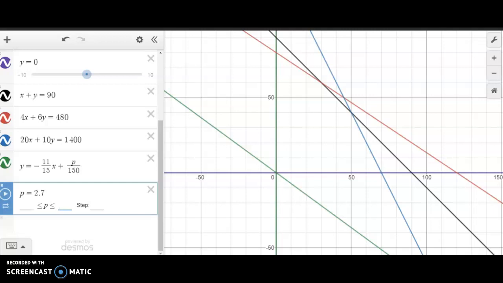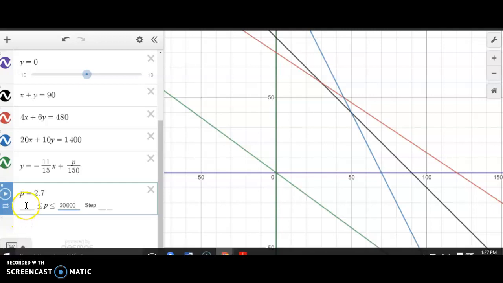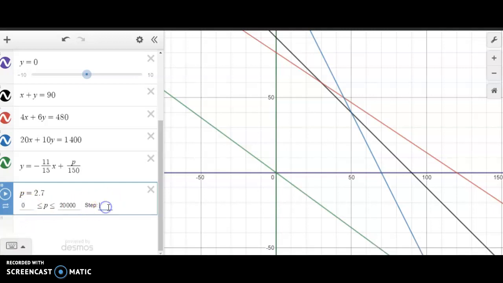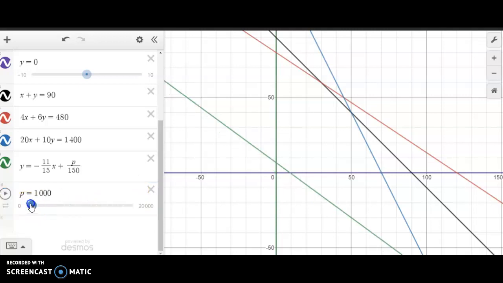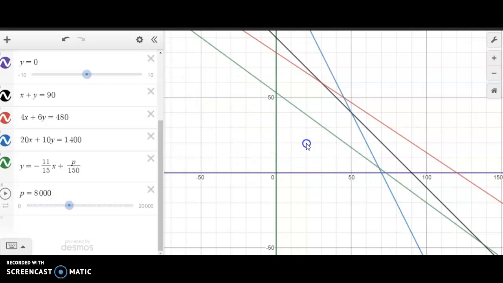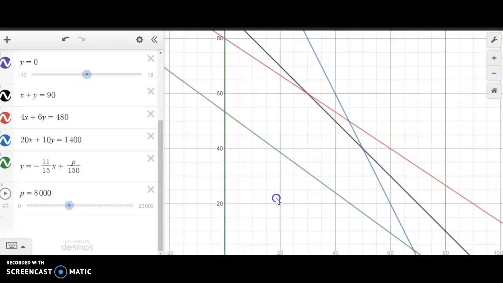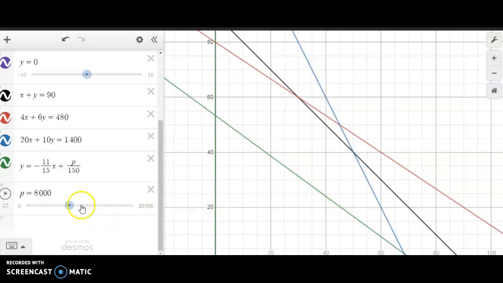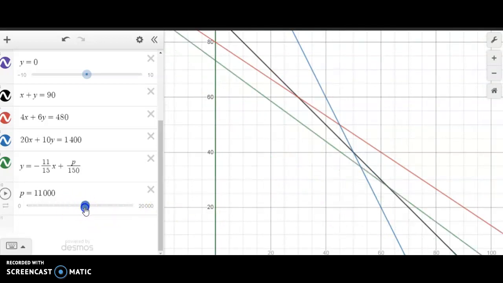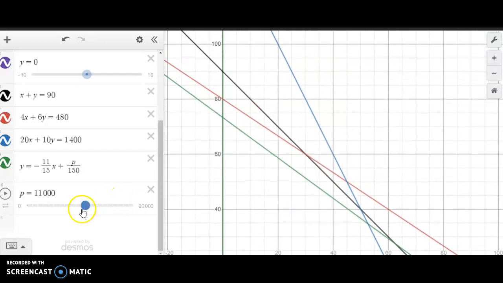So I'll make the highest I can go 20,000 and the lowest I can go 0 for our profit, and I'm going to step 1,000 at a time. Let's see what that does for us. So you can see I'm moving that line through the feasible region at that point. Now this line represents all the profits, and the higher we move the line, the more profit we're making. But the line has got to remain inside the feasible region.